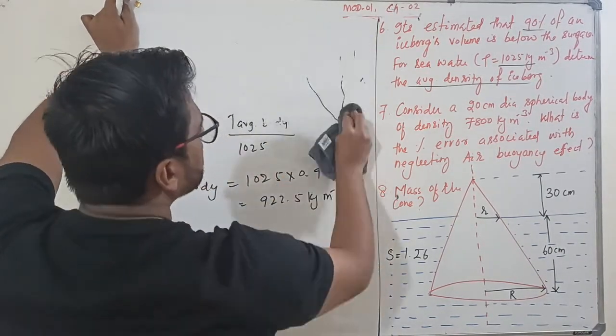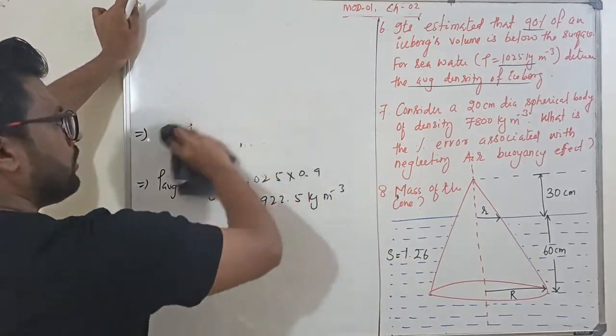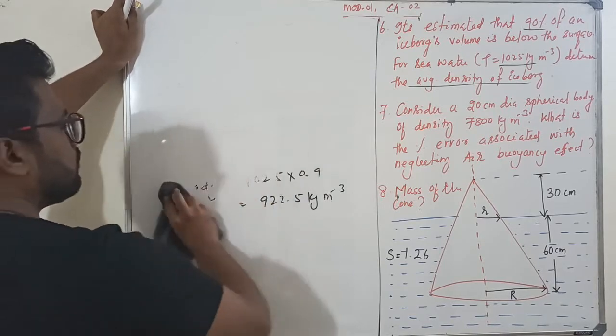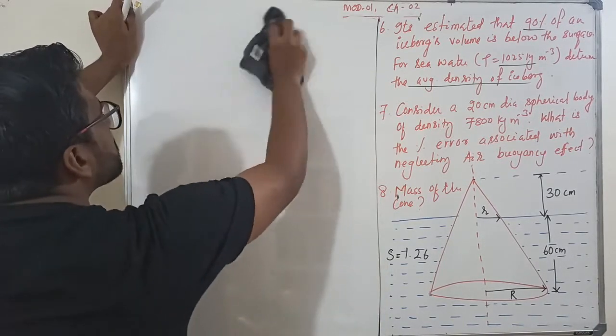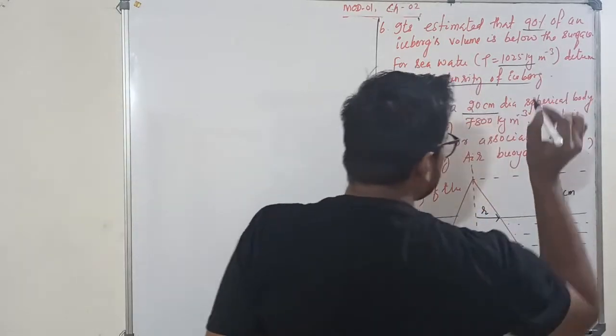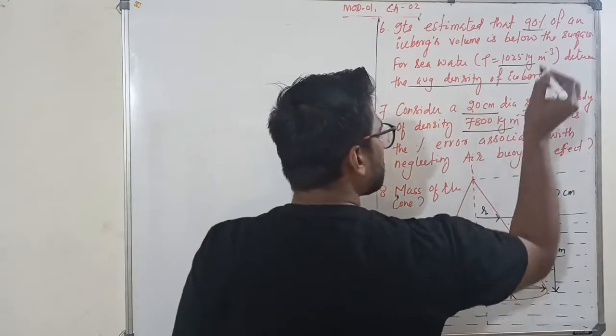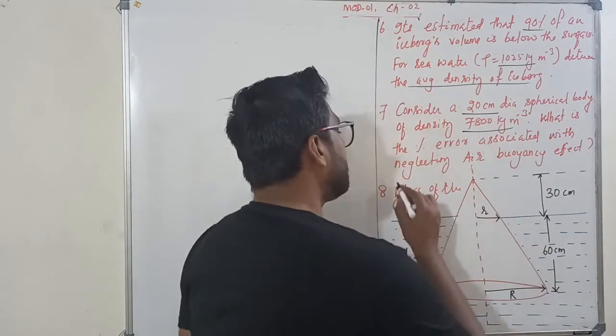Read question number 7. What did they say? You have a spherical body. What is the diameter? Sir, 20 centimeter is given. Pay attention to the unit. It is 20 centimeter, not meter. Its density is also given. What is the percentage error associated with neglecting air buoyancy?